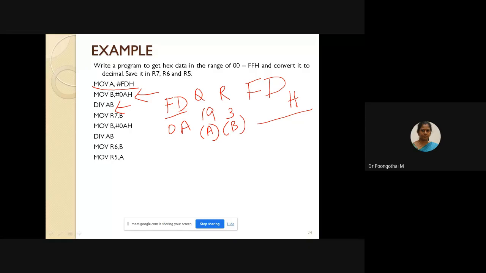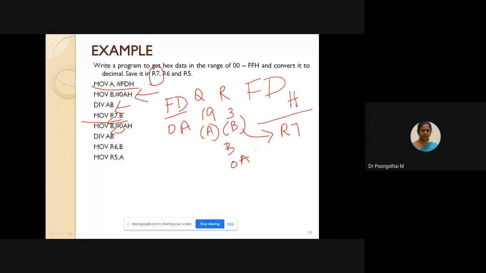Move this B register content to R7 according to the problem statement. This will be the LSB of your decimal value. So B is transferred into R7. Here the B register content is changed, so again we have to reload the divisor value in order to perform the next division. So 0A is loaded into the B register. Now the B register holds 0A and your accumulator already holds 19.